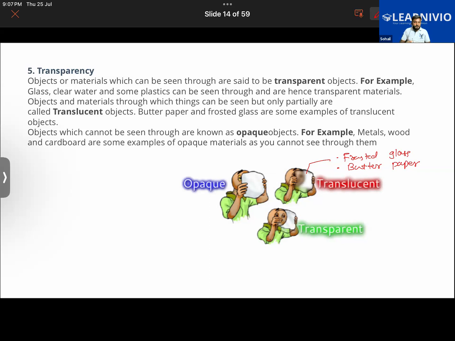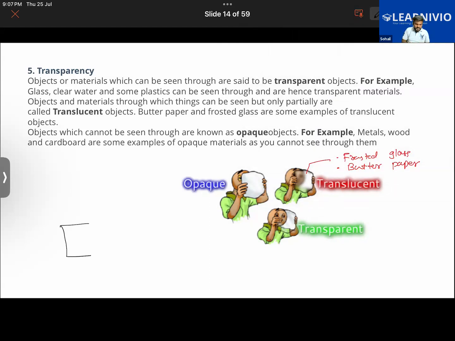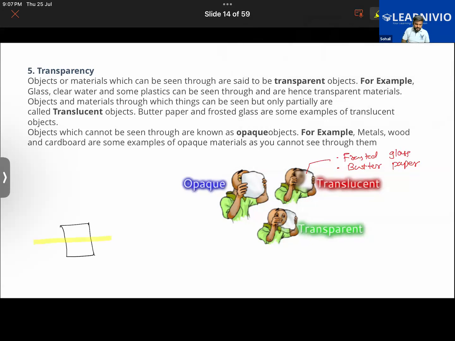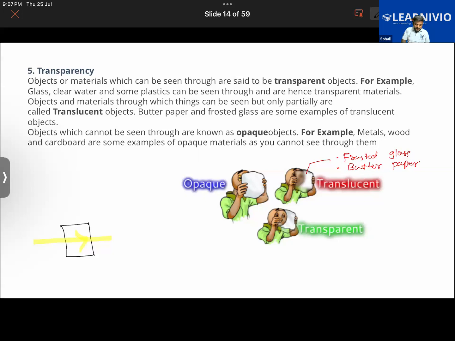In opaque objects, no light will pass. Like a human, the shadow will be formed. Exactly. So say we have a transparent object. Here the light ray would be completely passing. It completely passes. That's a transparent object. And then you have a translucent object. In this case, only a partial amount of light would be passing.